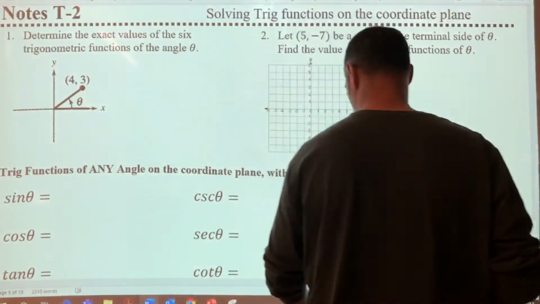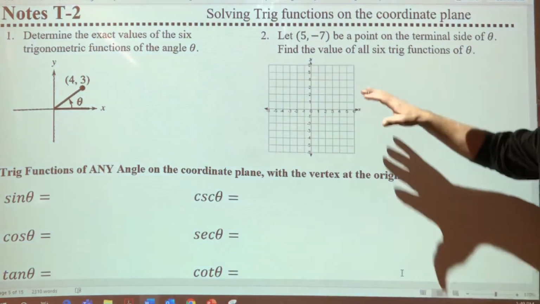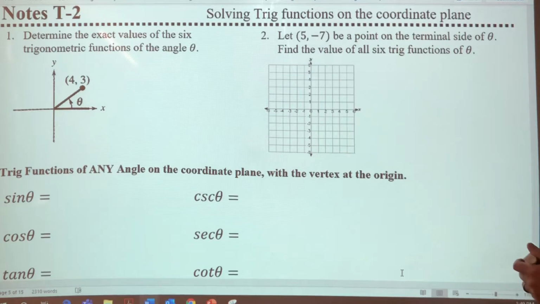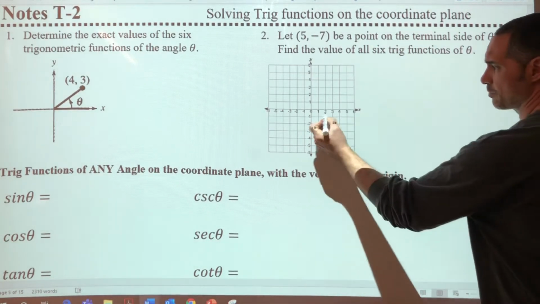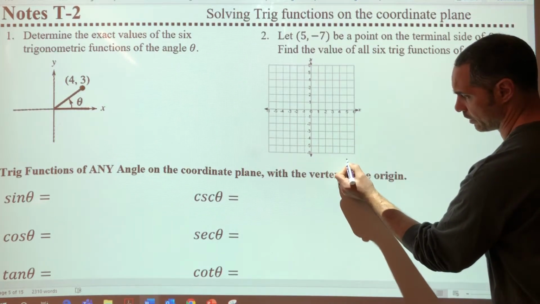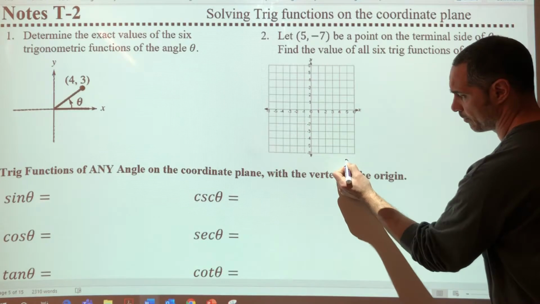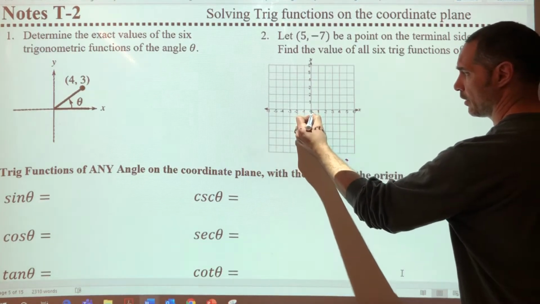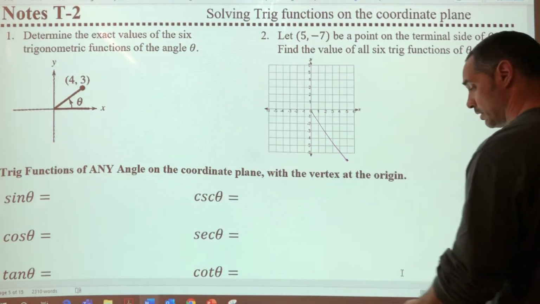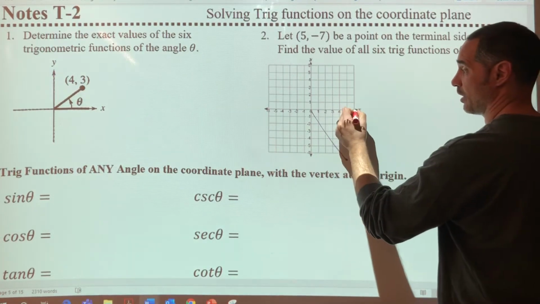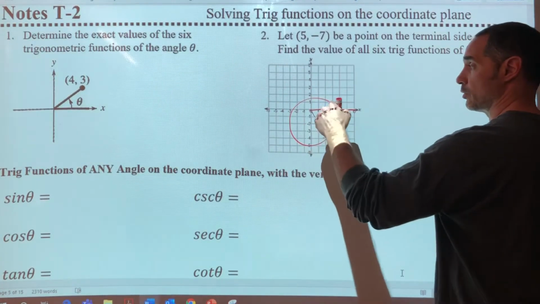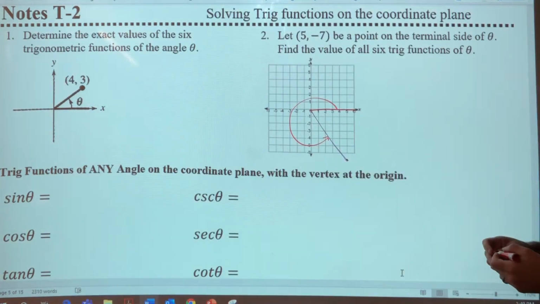All right, so we have a point (5, -7), and that's on the terminal side of theta. What that means is when I plot this point, 5 over and 7 down, this only goes down to negative 6, so we're going to go down one more. And this angle that we're talking about starts on the positive x-axis and travels all the way around. So we're talking about this angle here.